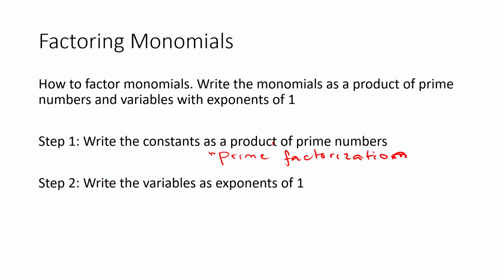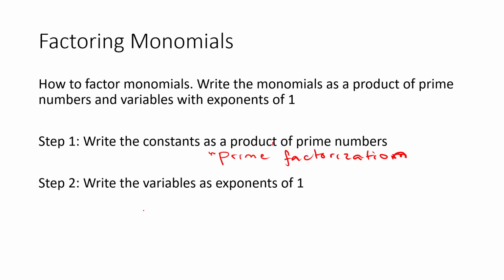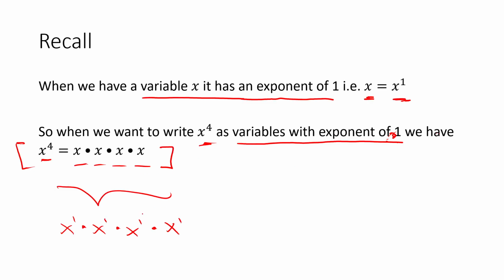Now, the next step is, after you're done with the constant, we want to write the variable as exponents of 1. So essentially, this is what we're going to do. We're going to put x to the 4th equals x times x times x times x instead of x to the 4th. Okay?